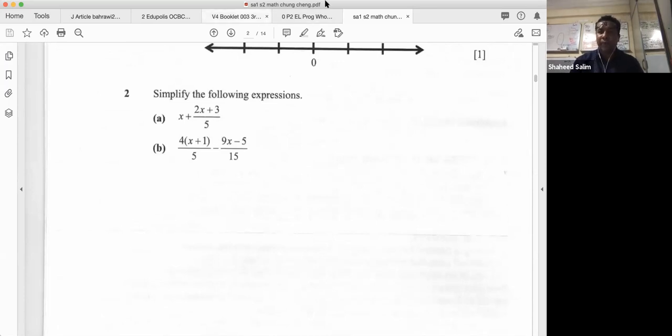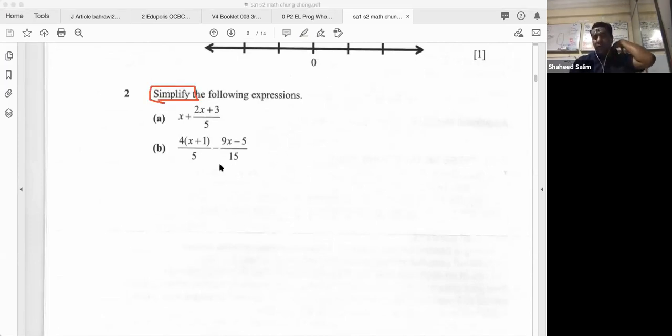Now they say simplify. Simplify means you do not find what the value of x is. You just neaten it. They want you to neaten it. You cannot find the value of x. You're only going to neaten it. Okay, please try A and B then.